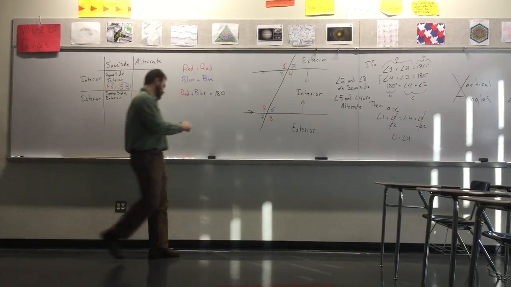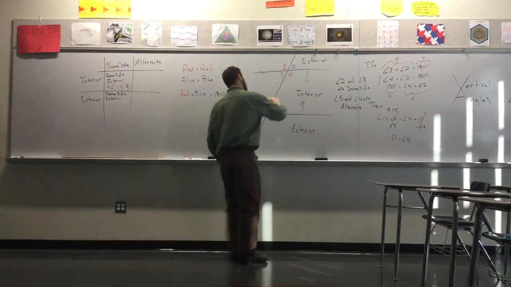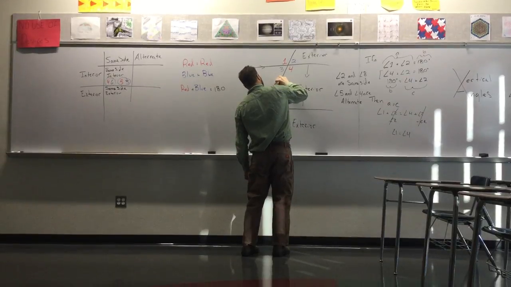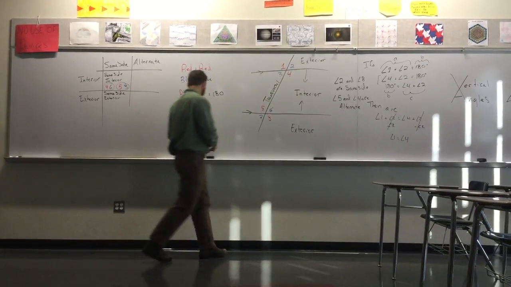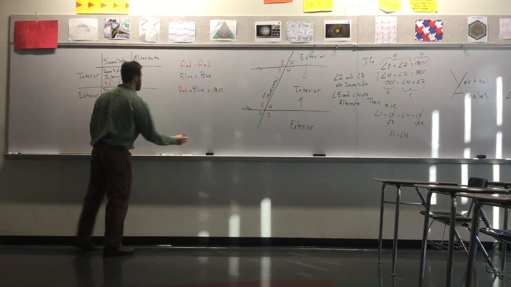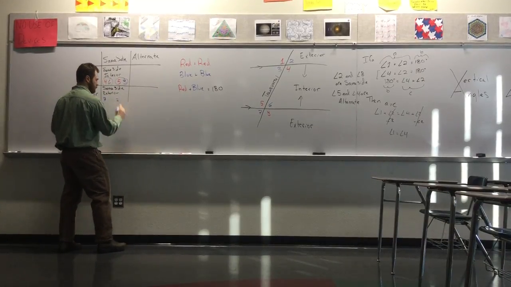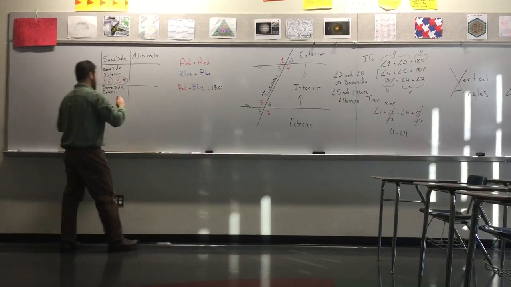Okay, and that's what this line is called here. This guy is called the transversal. Okay, so same side exterior. I've got 7 and 1 and 2 and 8.